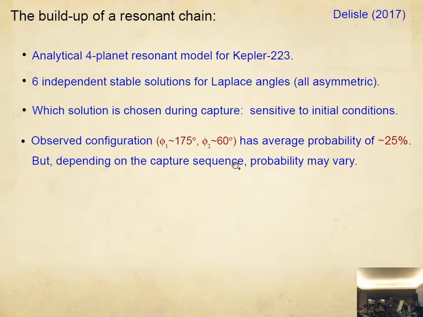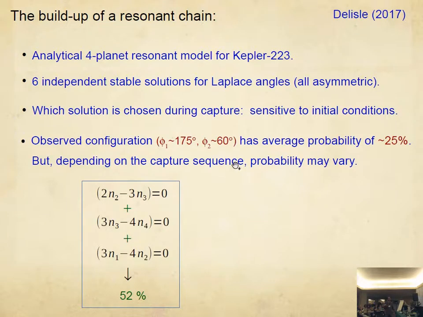Now, which solution is chosen during capture is, of course, sensitive to initial conditions. The observed configuration, where it has these angles, has an average probability of about 25%. However, depending on the capture sequence, on how this chain is constructed, the probability may vary. So there are 2 extreme cases. For example, if body 2 and body 3 are first captured, and then they capture body 4, and then finally they capture body 1, then the probability of attaining the correct observed solution climbs to about 52%.